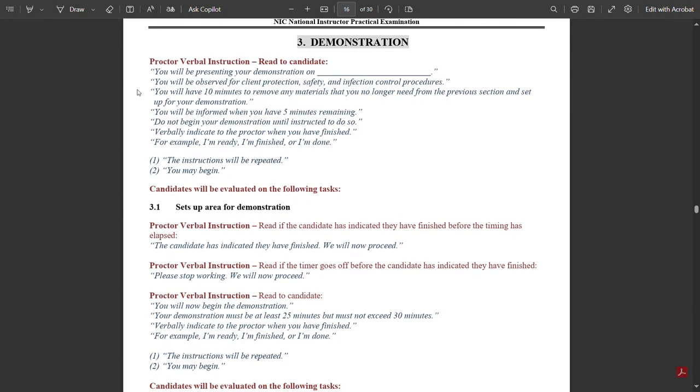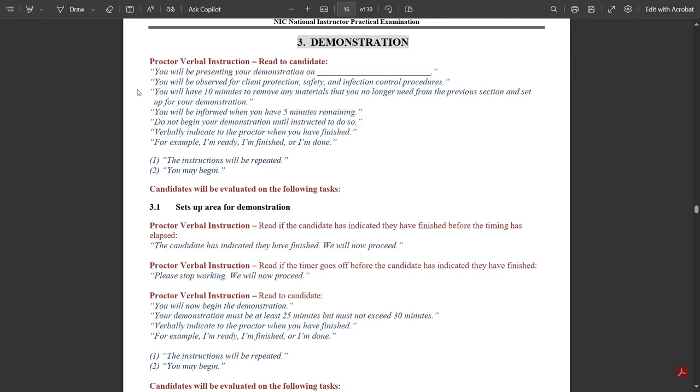You will be presenting your demonstration on blank. You will be observed for client protection, safety, and infection control procedures. You will have 10 minutes to remove any materials that you no longer need from the previous section and set up for your demonstration. You will be informed when you have 5 minutes remaining. Do not begin your demonstration until instructed to do so. Verbally indicate to the proctor when you have finished. For example, I'm ready, I'm finished, or I'm done. The instructions will be repeated. So this is just your 10-minute setup for your demonstration.